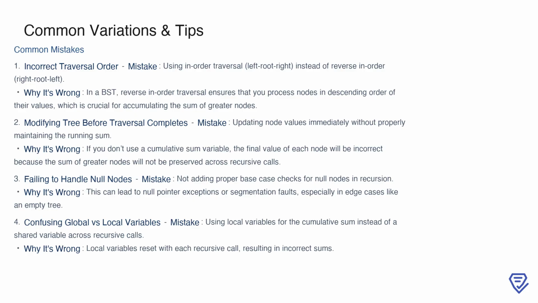Then, there's the mistake of not handling null nodes correctly. Forgetting to add base case checks can cause runtime errors like null pointer exceptions, especially in edge cases like an empty tree. Finally, be mindful of variable scope. Using local variables for the cumulative sum instead of a shared variable across recursive calls can result in the sum resetting with each function call, leading to incorrect calculations.